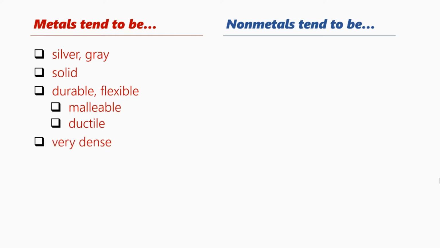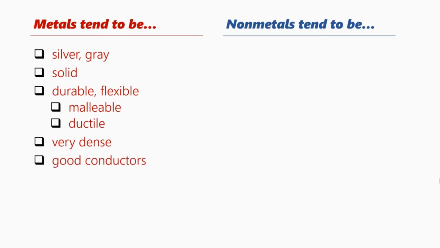Metals also tend to be very dense. Now, there are some metals out there that have a very low density, so things like aluminum and magnesium tend to be fairly light for their size, but most metals tend to be very dense. They tend to feel like they are very heavy based on their size. They have a lot of mass per the amount of volume that they take up.